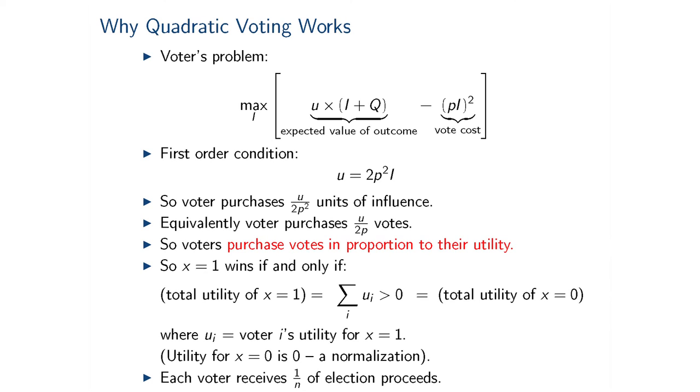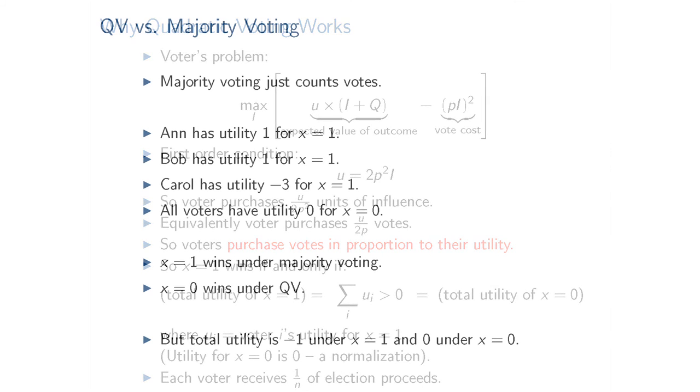So we basically get that the voter purchases u over 2p squared units of influence, which multiplying by p amounts to u over 2p votes, okay? And the key thing is just that this is proportional to u. And so what that means is that because the voters purchase votes in proportion to their utility, then the outcome that maximizes the sum of utilities is going to win the election, okay?